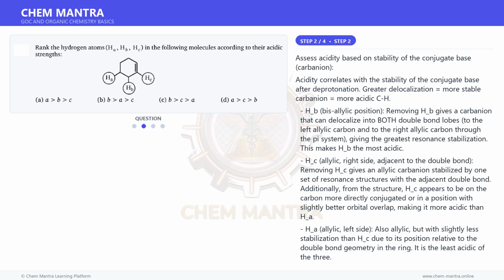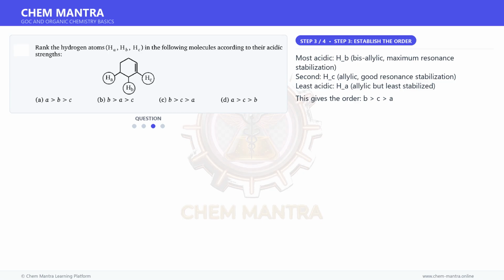H_A, allylic, left side, also allylic, but with slightly less stabilization than H_C due to its position relative to the double bond geometry in the ring. It is the least acidic of the three. Moving on to the next step.